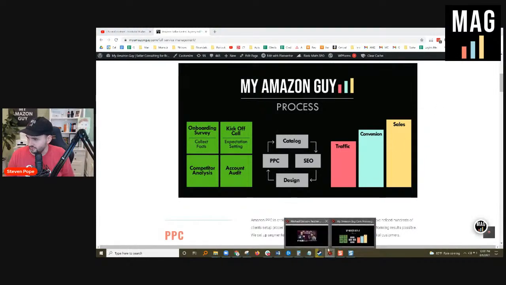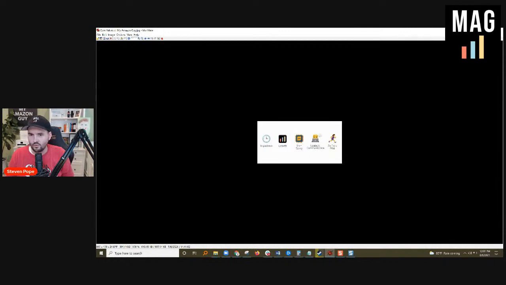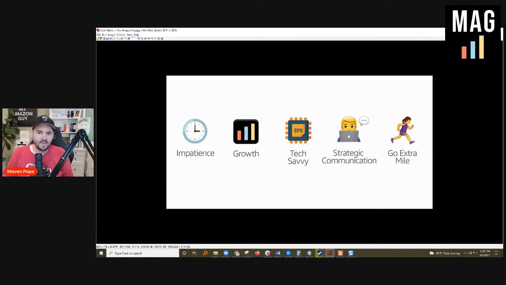One of the other cool things is I narrowed down our core values as well. These are our core 5 values. Let's see if I can zoom in on this. So impatience, growth, tech savvy, strategic communication, and go extra mile. These are the sort of people we like to hire. This is what represents the employees at My Amazon Guy. So I figured I'd share this and see what you guys think.